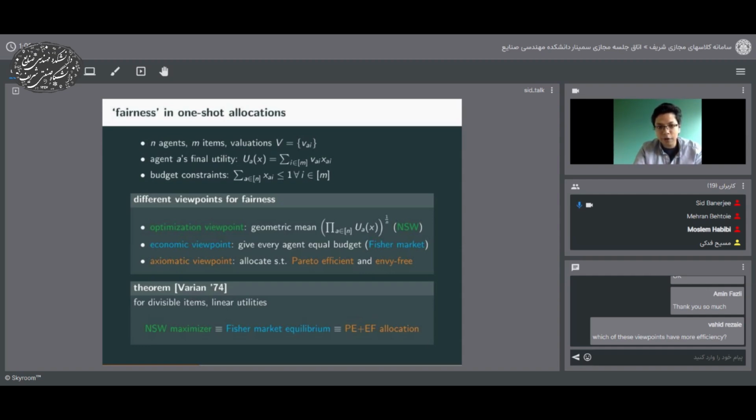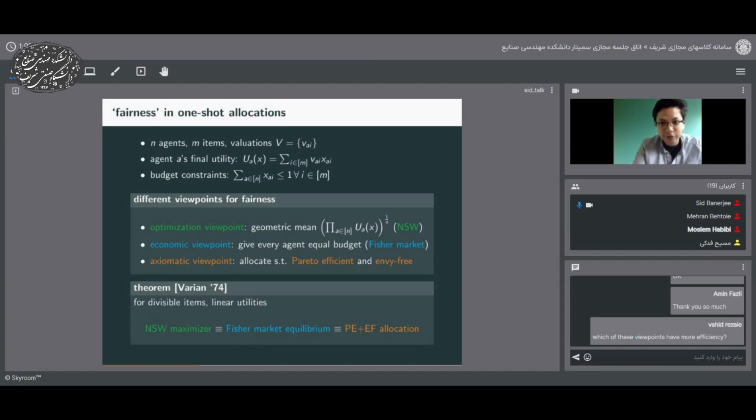So if I solve the optimization problem and look at the vector of allocations, that is going to be the outcome of the Fisher market, and that is going to be the unique vector which is Pareto efficient and envy-free. So in some sense, these three viewpoints are identical as long as you're in a setting with divisible items and one-shot allocation. Does this make sense? So that's why I'm saying, at least in the simple world where we're not doing things over time, there's no difference between these.